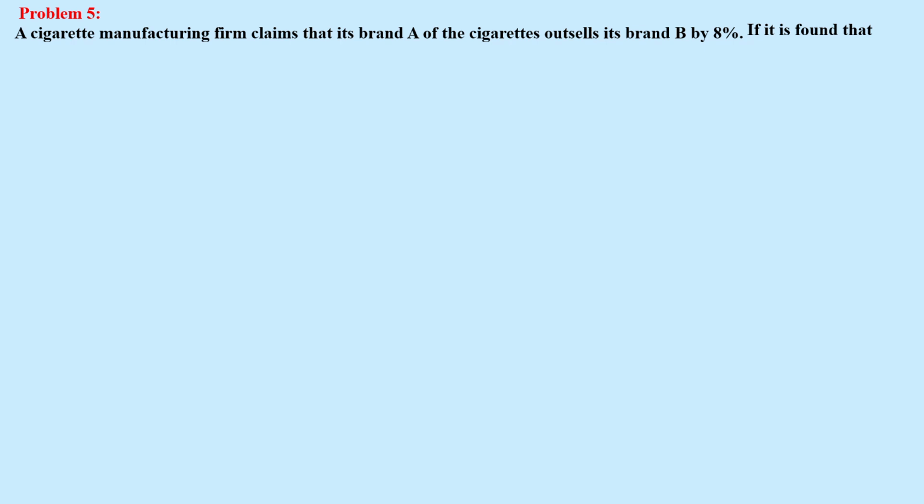If it is found that 42 out of a sample of 200 smokers prefer brand A and 18 out of another random sample of 100 smokers prefer brand B. So it is clearly given, 42 out of a sample of 200. So sample size n1 is equal to 200. If X1 is the number of smokers who prefer brand A, then X1 is equal to 42. So sample proportion p1 is equal to 42 divided by 200.